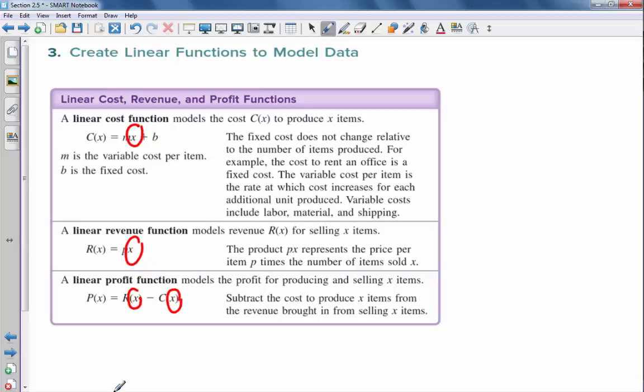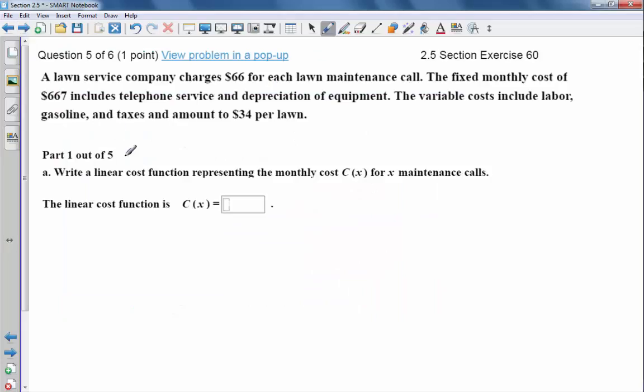Alright, now these are just the definitions of a very basic business model using linear equations. Very basic though, because there are some businesses where if you sell more, you give a discount. This doesn't include any discount. If you buy 100 chairs or 1 chair, it's the same price. So it's a very simple, basic pattern.